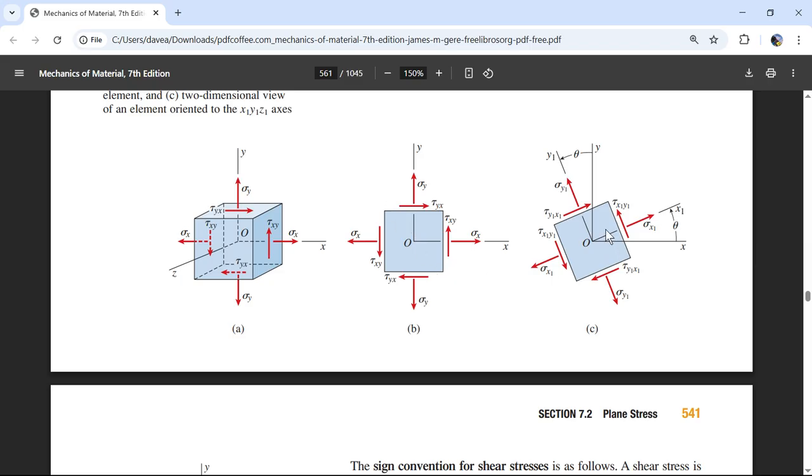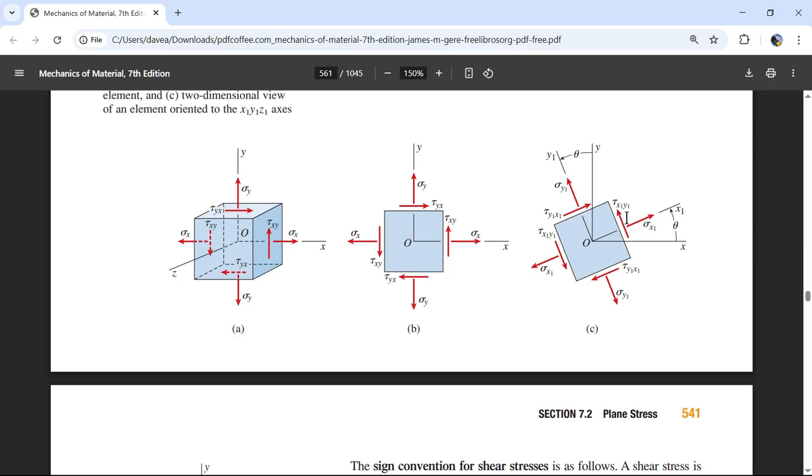So if you pull on something, at a 45-degree angle it might rip apart. That's just what happens. And we can analyze that by taking an element and rotating it at a certain angle. We can just choose this angle to be 45 and see what happens.